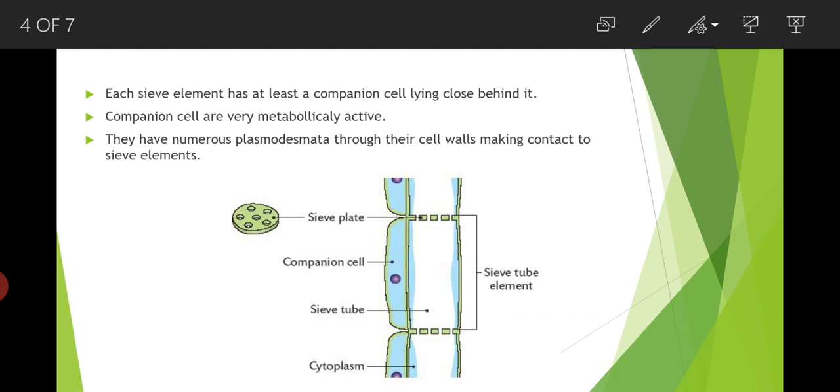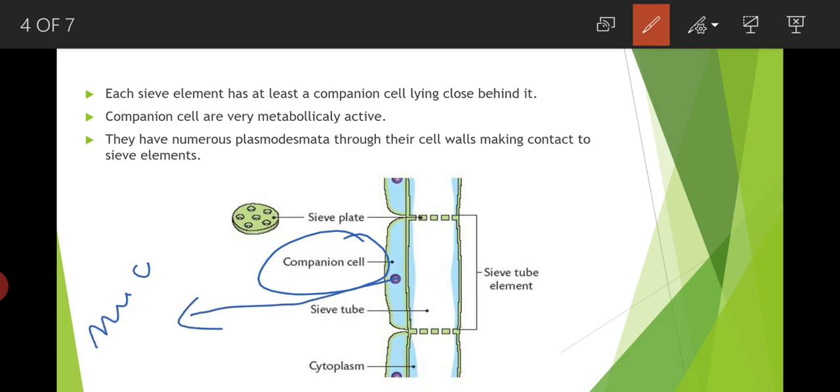The second type of phloem cell is the companion cells. Companion cells, same as the sieve tube elements, are living cells, but they do have a nucleus, as you can see in the picture here. This is the nucleus.